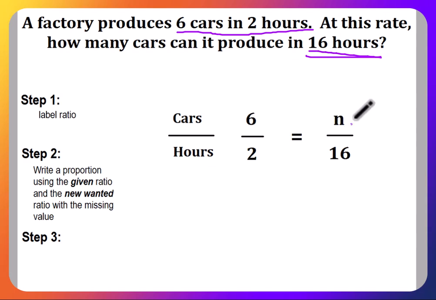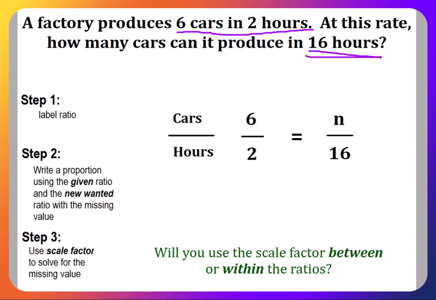We don't know how many cars for 16 hours. That's what we want to solve for. So I'm just going to go ahead and use the variable n for number. So we're solving for n. This is your proportion: label the ratio, your given rate, and what you want the new ratio to be.